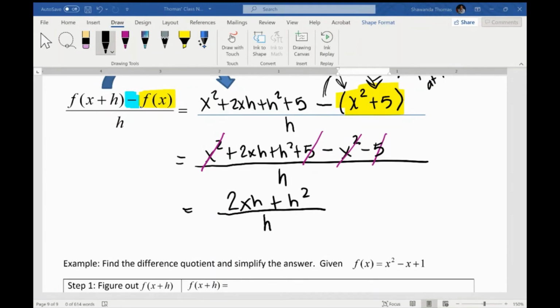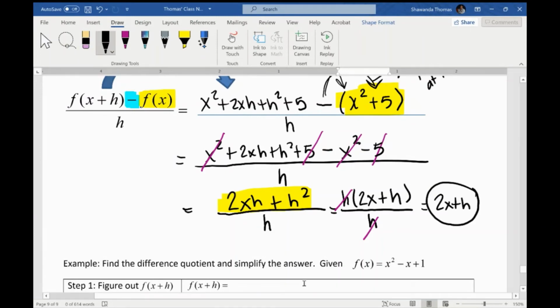Do you divide h's? Yes, I would rather you factor an h out of the numerator, but yes, same concept. If I factor out the h from the numerator here, what's left? What goes in the parentheses? 2x plus h. Nice. Now y'all see that this h and this h would cancel, and your final answer is 2x plus h.